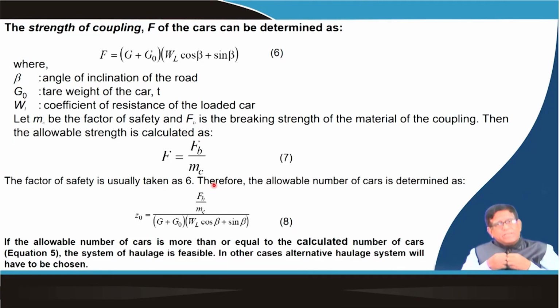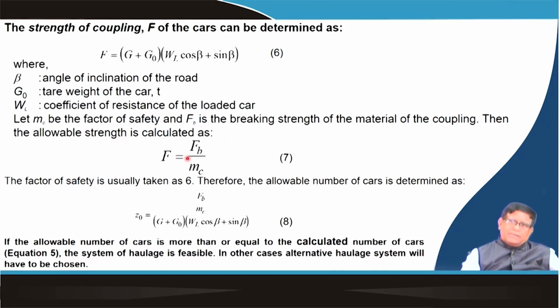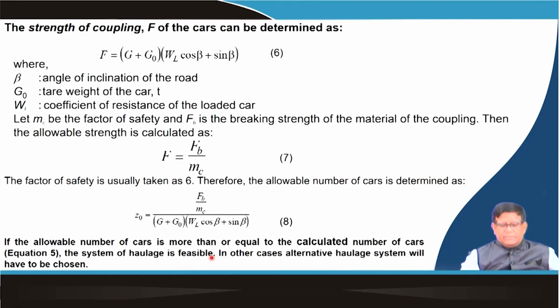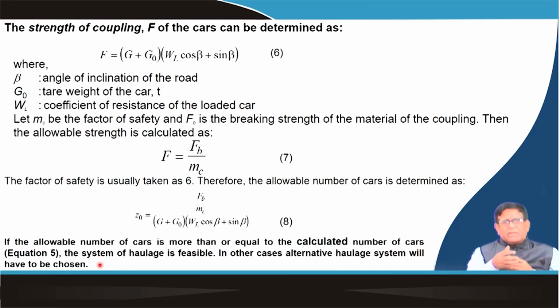That means the coupling strength is very important, so that it should not get decoupled or break at that point, and in these calculations the most important thing is that we maintain a factor of safety of 6. Now, if the allowable number of cars is more than or equal to the calculated number of cars, this system of haulage is feasible. Otherwise, an alternate haulage system will have to be chosen. In a particular mine, we may be taking only 10 or 12 cars.